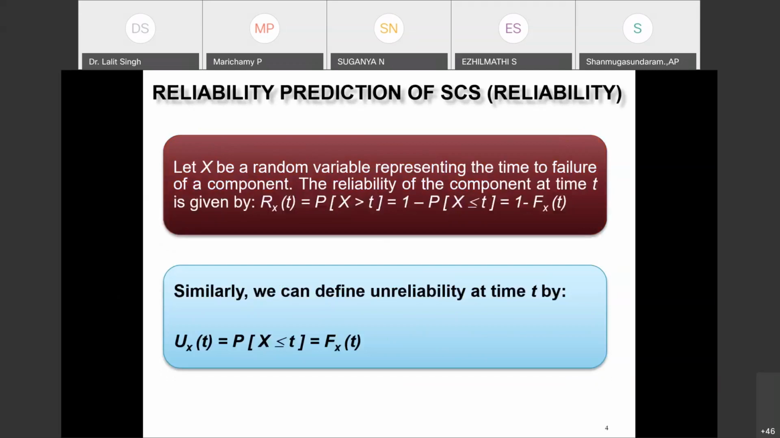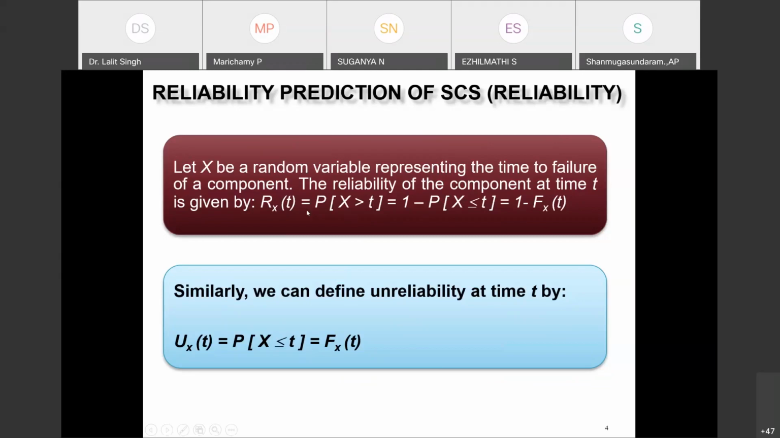Reliability, if you see mathematically, for example, X is a random variable and it represents the time to failure of a component. Means up to that much time it will not fail, and after this time it will fail. So the reliability of the component at time t will be given by R_X(t). I told you reliability is a function of time, and it is the probability that X must be greater than t, because I should guarantee it should not fail before time t. So then it will be reliable.